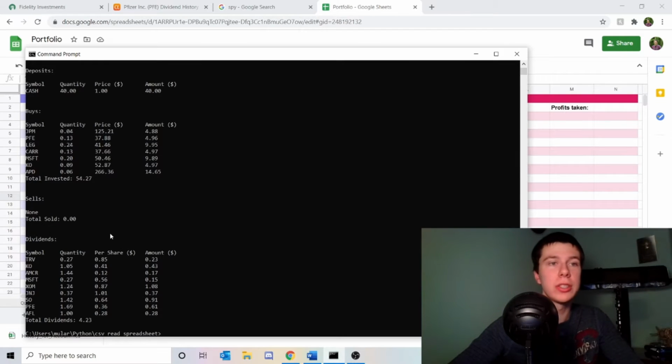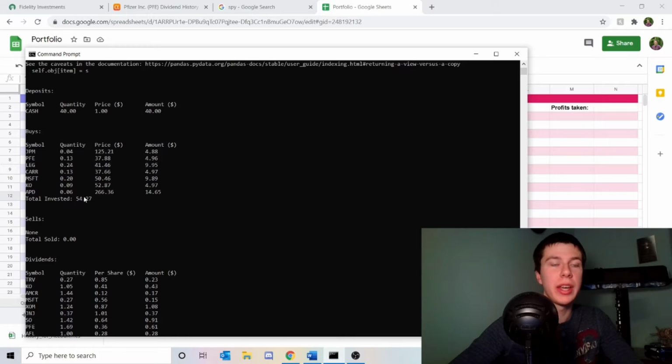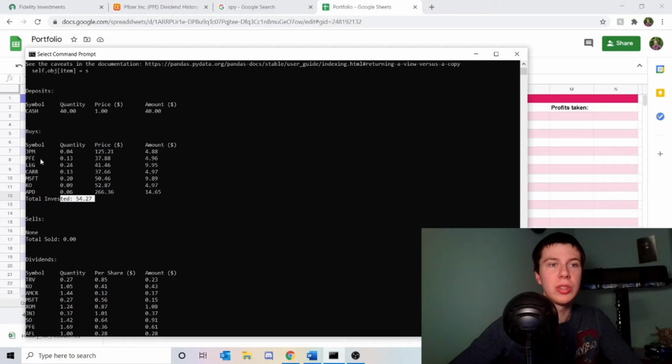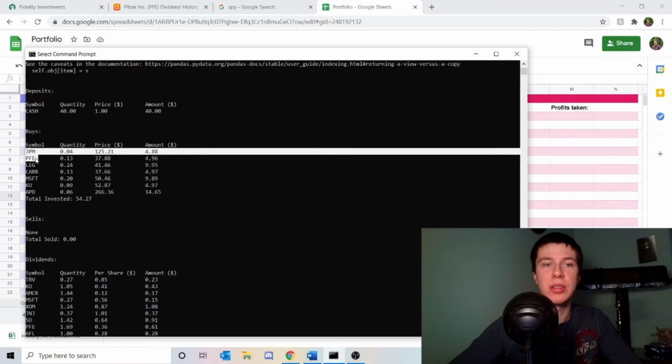Alright, it looks like the script has finished running, and as you can see here, throughout the month I deposited $40. And these are my buys here. My total investments was $54. I did buy a little bit of JP Morgan and Pfizer, just about $5 of each. And then I also bought a little bit of Carrier Global.